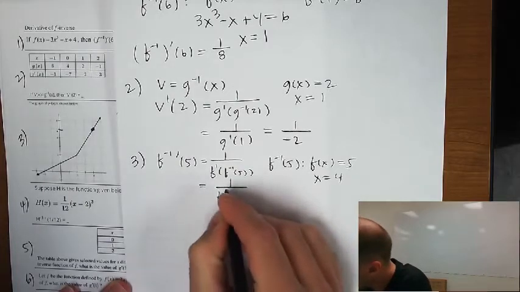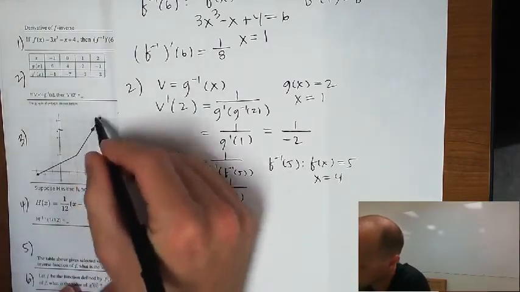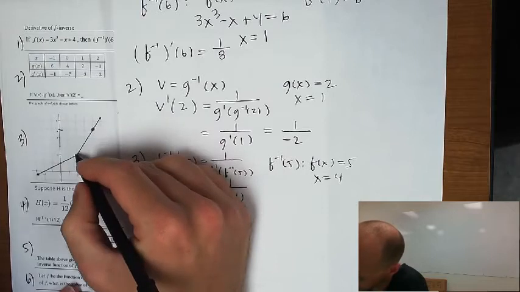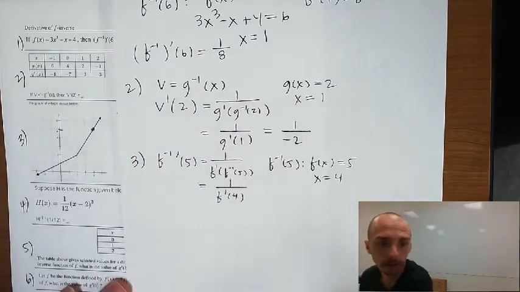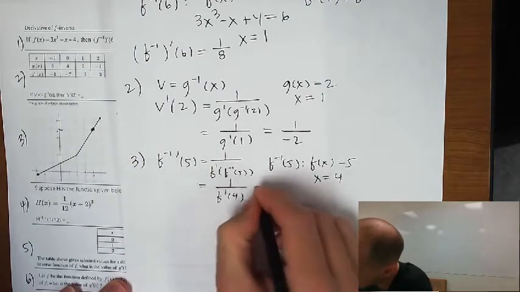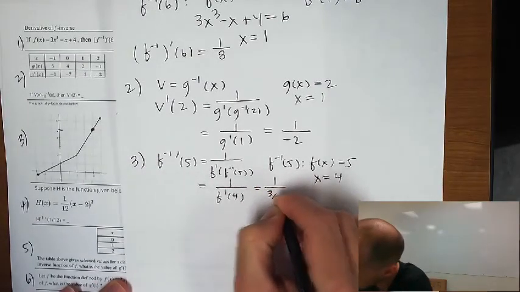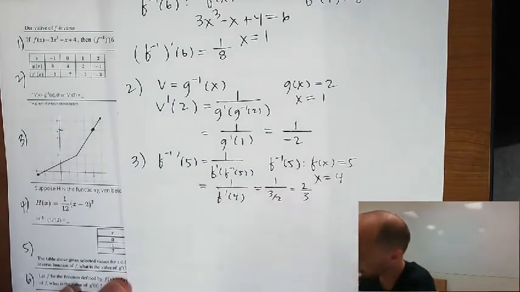So that's 1 over f prime of 4. I'm looking at the graph of f, and the slope here is looking like it rose 3 when it ran 2. So it's 1 over 3/2. It's going to be 2/3.